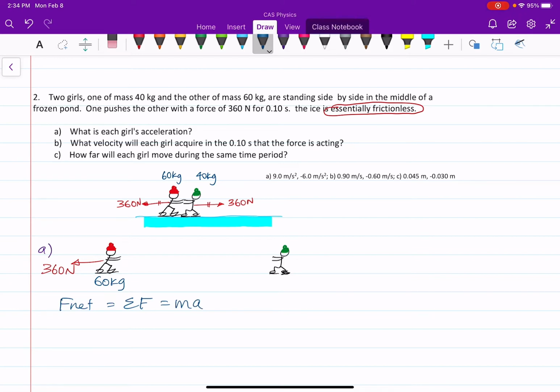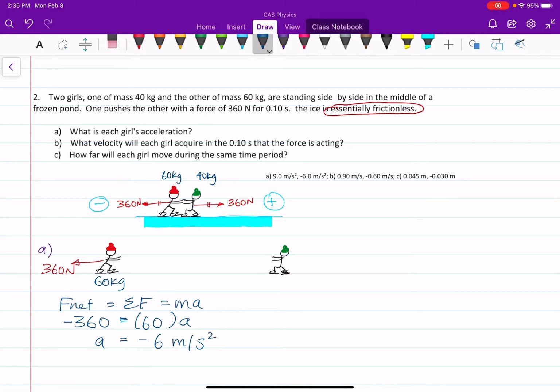So then in this case, the sum of the forces is simply 360 newtons, but it's negative because I'm going to decide on making a sign convention for this whole problem. We'll make the right positive and the left negative. So negative 360 is equal to the mass, which for this girl is 60 kilograms, times A. So then A is just negative 360 divided by 60, which is negative 9 meters per second. Nope, negative 6 meters per second squared.